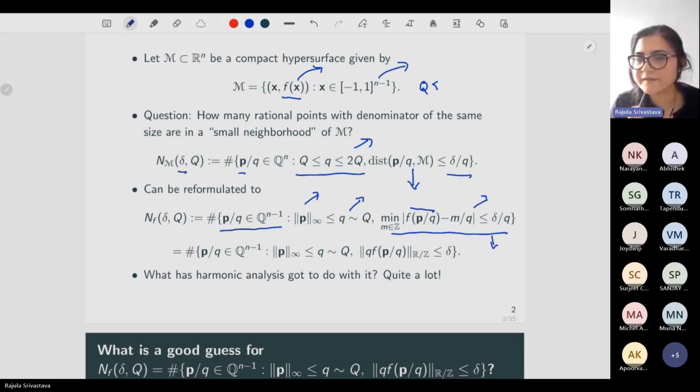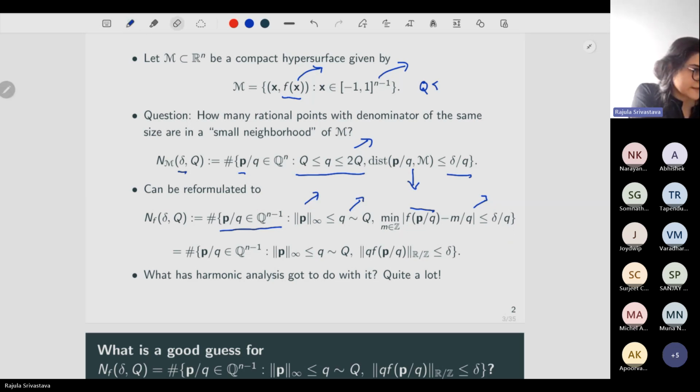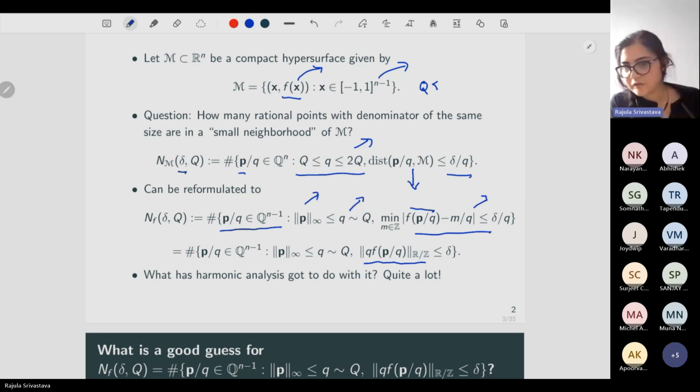Thanks. Other question? Okay, and then you can just clear the denominators in this condition, which is where the delta over q normalization is helpful. And then this condition can be reformulated in terms of the distance to the nearest integer of q times f of p over q. So this is now the counting function we would work with in terms of my parameterizing function f. And you don't have to keep it in mind. I'll keep reminding you of the definition of this function.